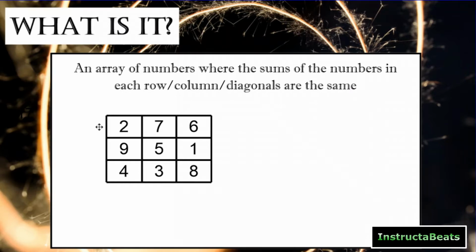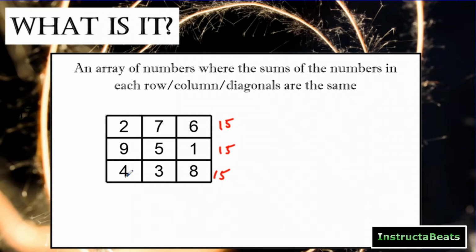Okay, and so what we mean by the sums of the numbers in each row, column, and diagonals are the same is if you add up the three numbers that make up a row, and you add up these three numbers, you add up these three numbers, they should all equal the same thing. So in fact, 2 plus 7 plus 6 would be 15. Okay, if you add up 9 plus 5 plus 1, that's also 15. If you add up 4 plus 3 plus 8, that is also 15.